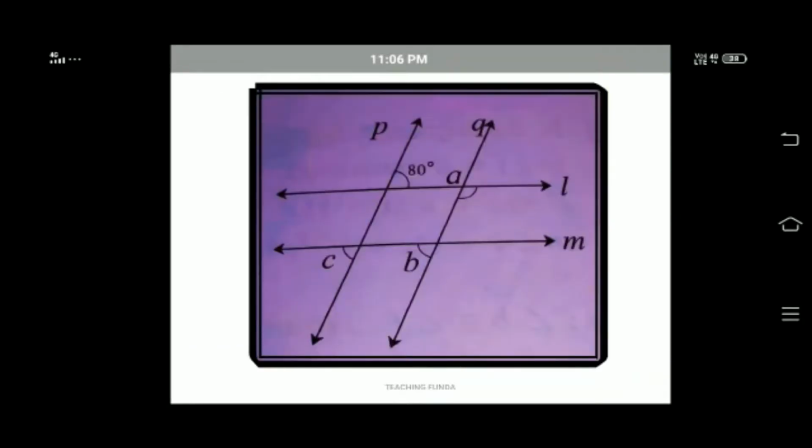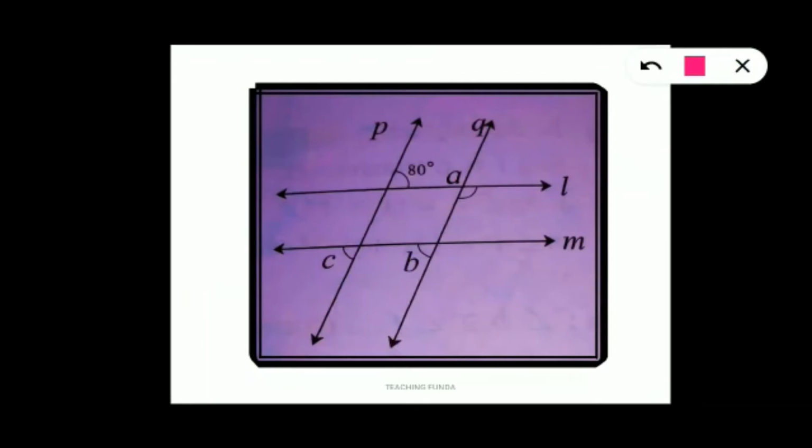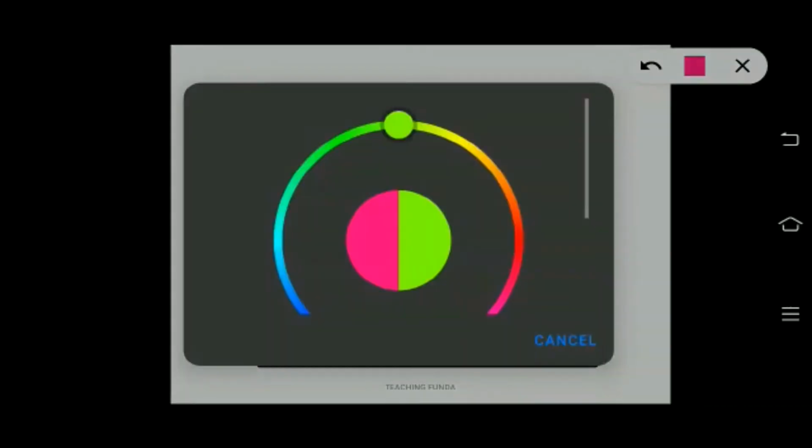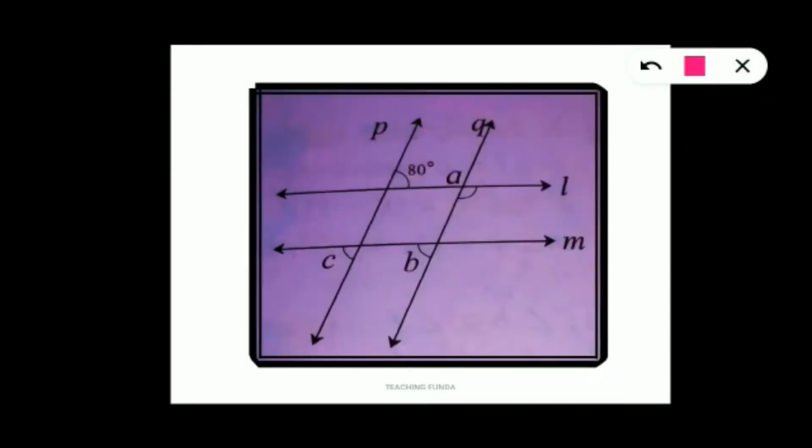Now see students, in this figure they have given you 80 degree, and angle A is on the upside, which means you have to find out this angle A. You may mark it here, but you still have to find this angle A.